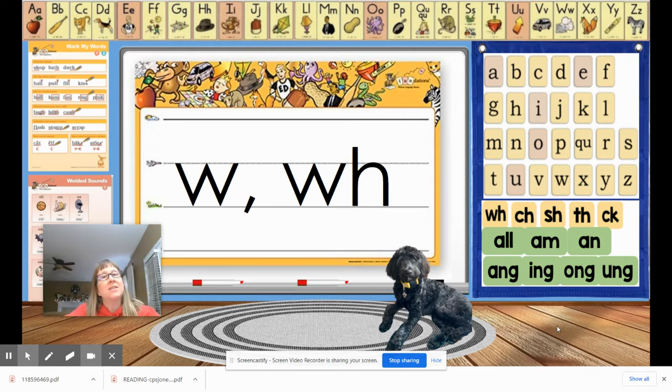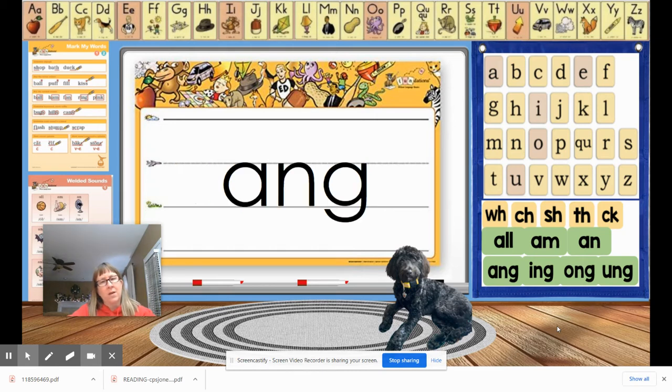Okay, the next sound is ang. Everybody say ang. Say the letter names and write it. Give your teacher a thumbs up. Who can tell us how to write ang? That's right, ang is A-N-G. Now we're getting ready to write our word.